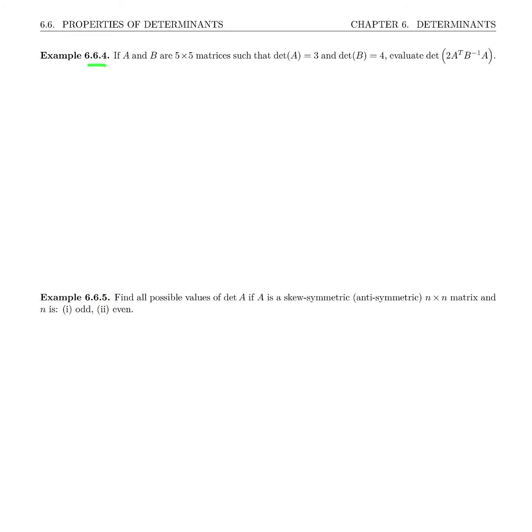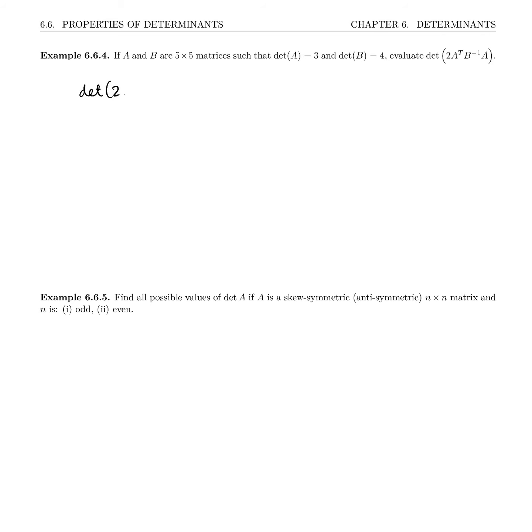6.6.4. We're told that A and B are 5 by 5 matrices, such that the determinant of A is 3 and the determinant of B is 4. We're asked to evaluate the determinant of 2A transpose B inverse A. So we're going to start by applying some properties of the determinant.